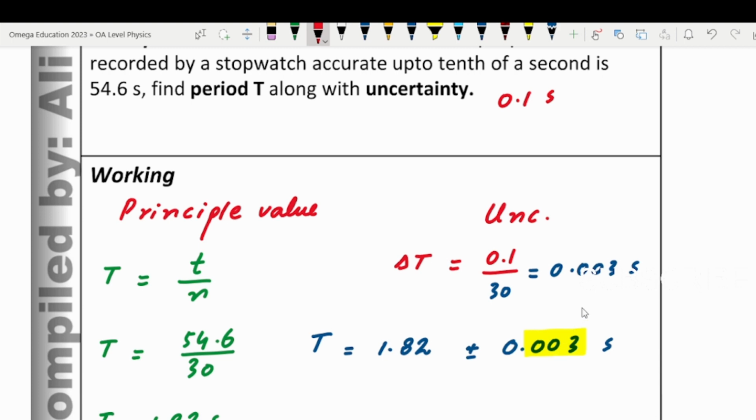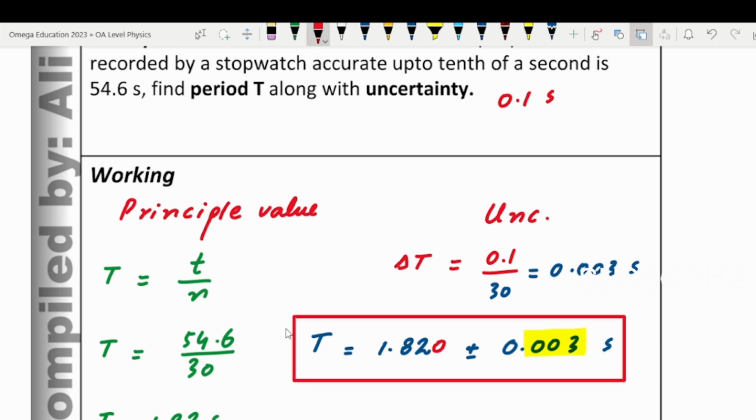But we cannot reduce it to 2 decimal places, otherwise it would be rounded off to 0.00. If you reduce it to 1, it would be 0.0. If you reduce it to a whole number, it would be 0. So we cannot reduce this to a lower number of decimal places because it has only one significant figure. What we can do is add another decimal place to the principal value. So 3 dp here and 3 dp here. This is how you can write your final answer of the experiment in which you're finding the average time by taking a number of oscillations.